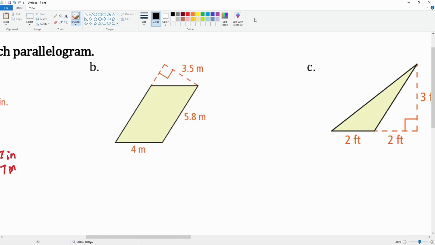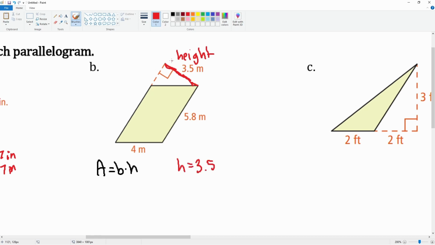B. Again, let's write down our formula. Area equals base times height. Let's get the height here. The reason why we have the height is, do you see this? That is the height, okay? So this is the height right here. H is equal to 3.5.